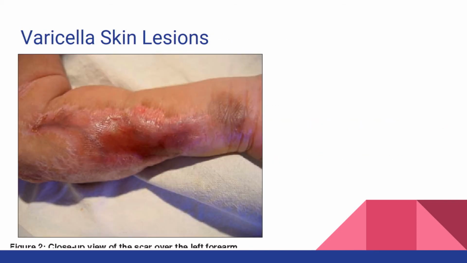Looking at what some of these varicella pictures can end up looking like, you can see these circular scarring lesions that can occur that can cause permanent scarring for the infant as well.